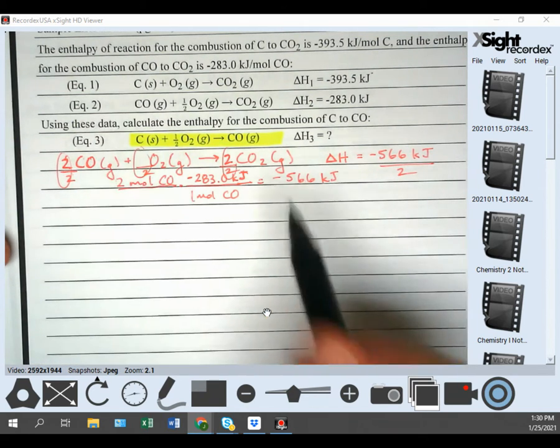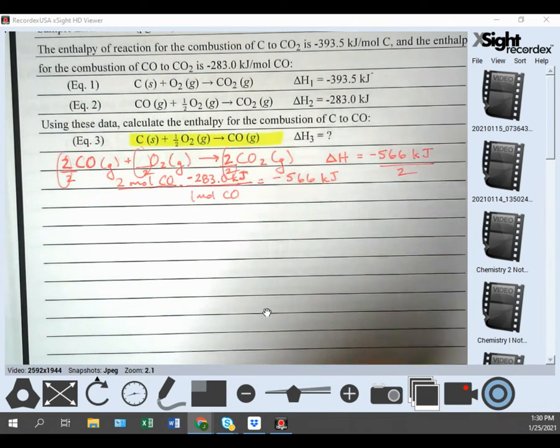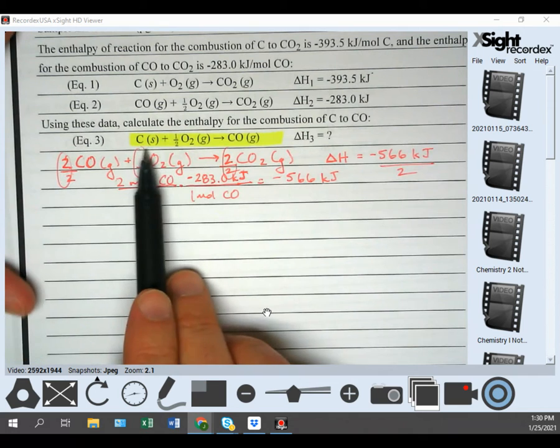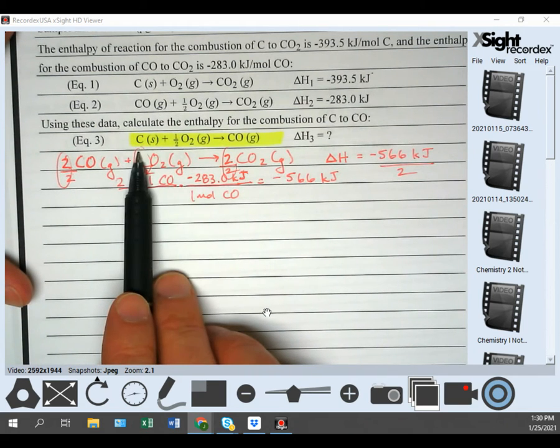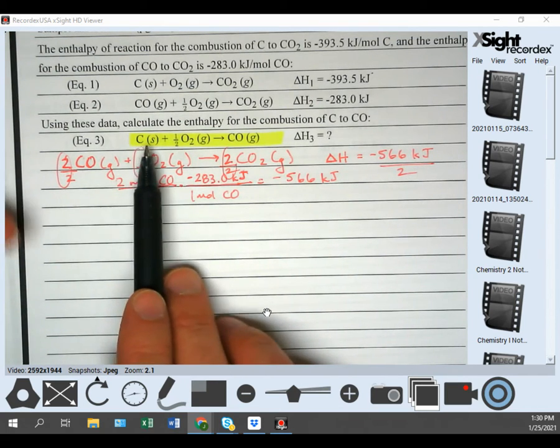Okay, so the two things you're looking for is we need to get it on the correct side of the equation, the reactants or product side, and it needs to have the right number of moles. So if we look at our goal equation, how many moles of carbon do we have? 1. What side is it on, the left or the right? Left. It's on the left, it has 1.